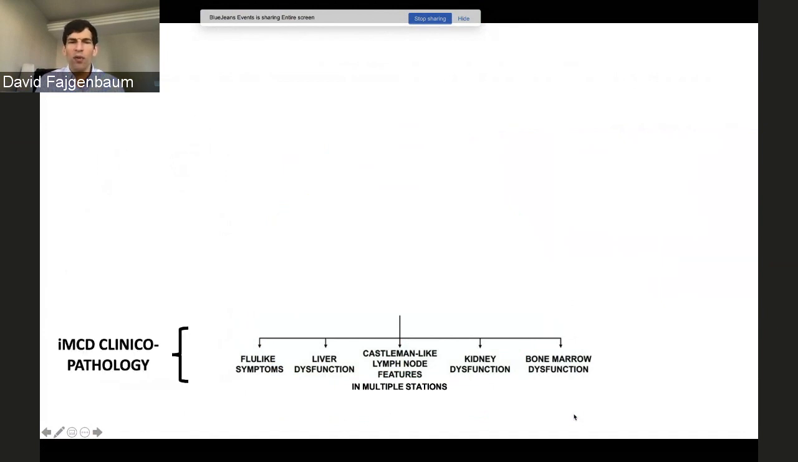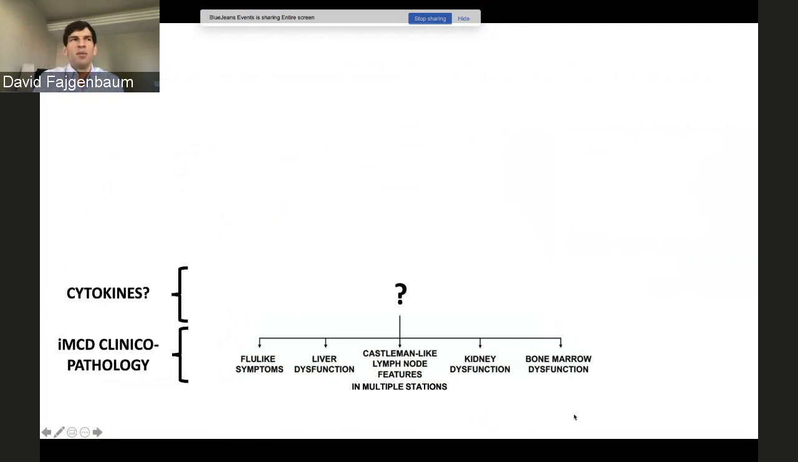A little bit about where we are with pathogenesis of iMCD. For years, we were really focused on characterizing, well, what is it? What is the clinical and pathological picture of iMCD? And we have a pretty good grasp of those now, which are listed at the bottom of the screen. And then we wanted to know, well, what causes it? What is leading to the cytokine storm and this organ dysfunction?